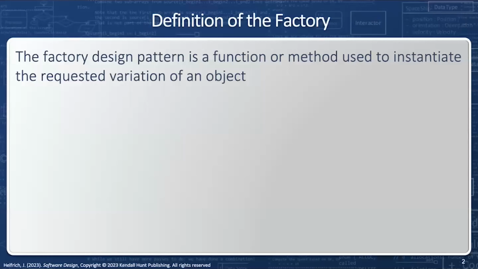This video will demonstrate one such example by applying the factory design pattern to the game of chess. The factory design pattern is a function or method used to instantiate the requested variation of an object.